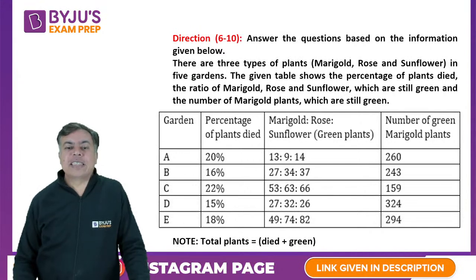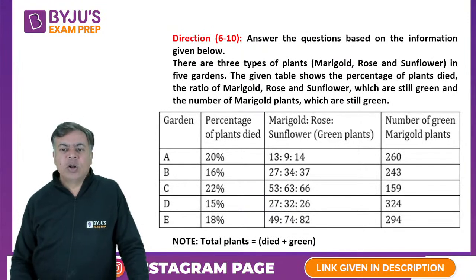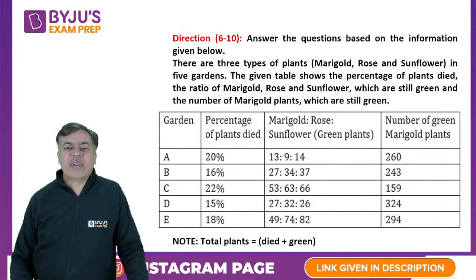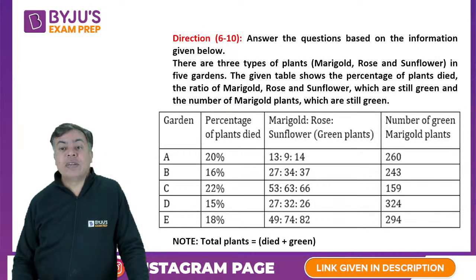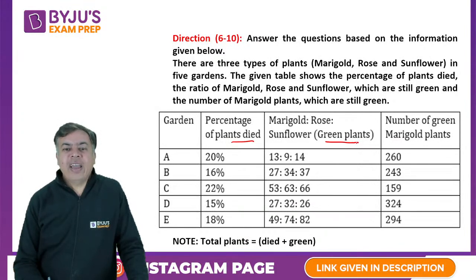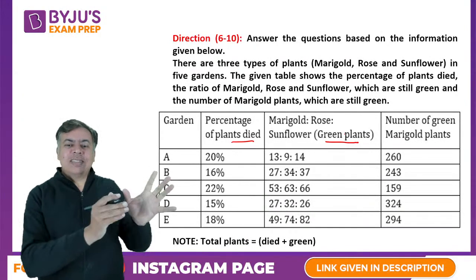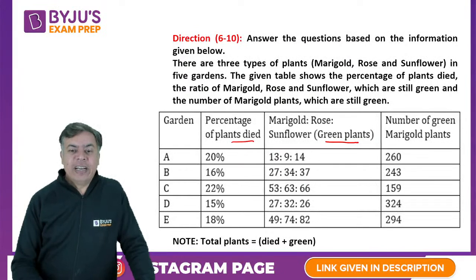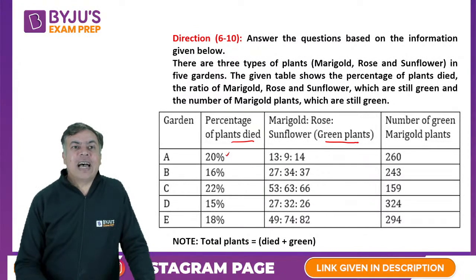Now try to understand this. There are three types of plants: marigold, rose, and sunflower. Names are not at all important. In 5 gardens, the given table shows the percentage of plants died, and the ratio of marigold, rose, and sunflower which are still green. These are died and these are still green. The total number of plants is equal to died plus green. So if 20% died, these three are 80%.